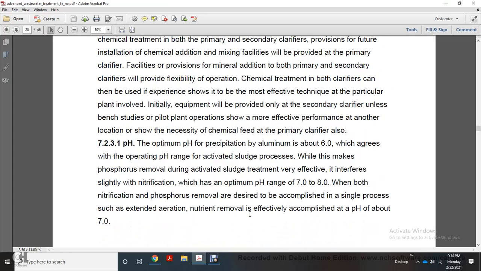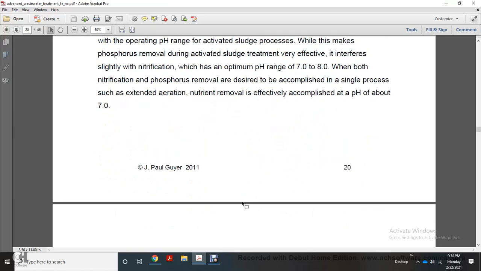Now, pH. The optimum pH for precipitation with aluminum is about 6.0, within the operating pH range. In the activated sludge process, phosphorus removal during activated sludge treatment is very effective, but can interfere slightly with nitrification, whose optimum pH range is 7 to 8. With both nitrification and phosphorus removal desired in a single process such as extended aeration and nutrient removal, this is efficiently accomplished with a pH of about 7.